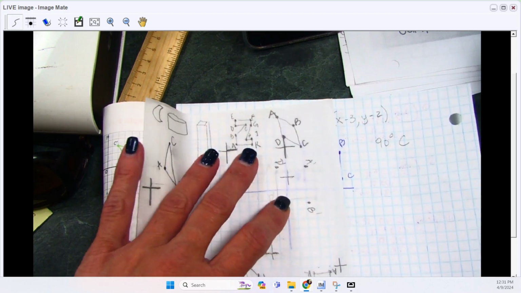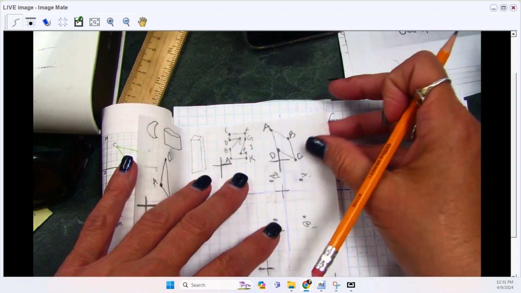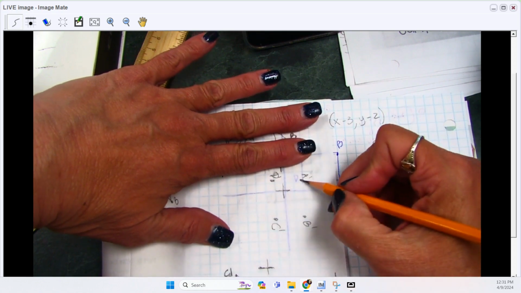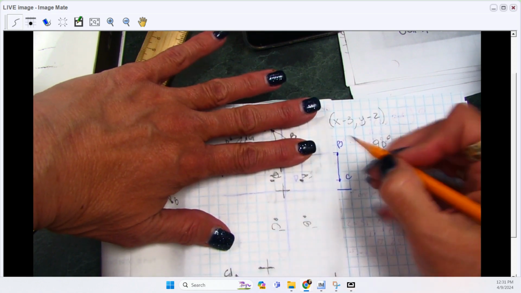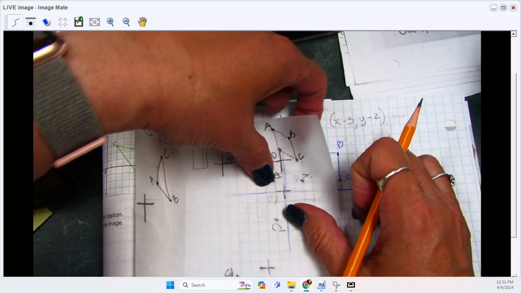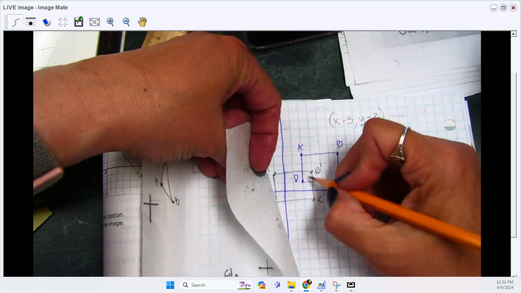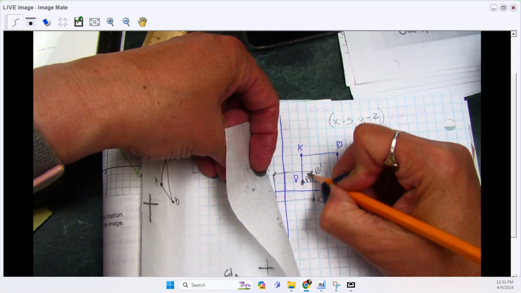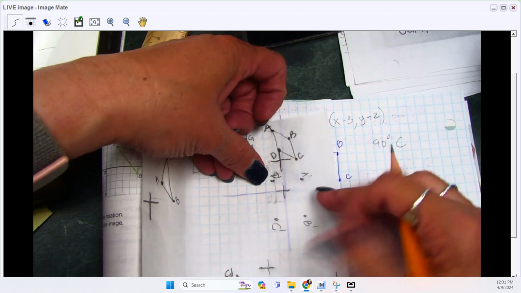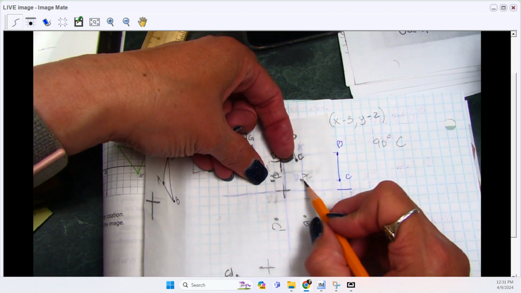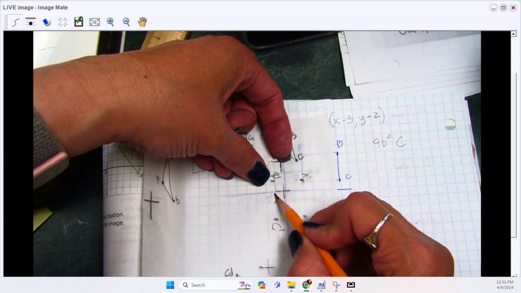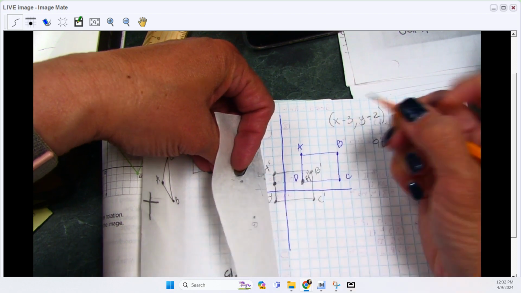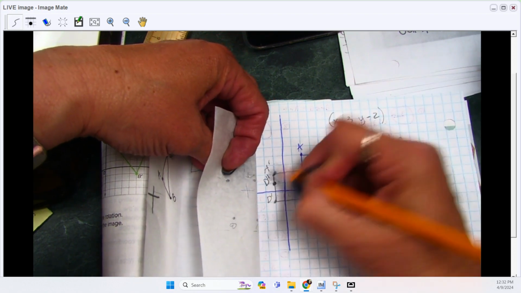Oops, can't see it, sorry. Okay, so I'm going to cover that a little bit. So my A is right here. So I'm going to come underneath that. That's it. Looks like 2, 1. Well, look at that. A double prime. And then D is at negative 1, 1. Negative 1, 1. That's D double prime.